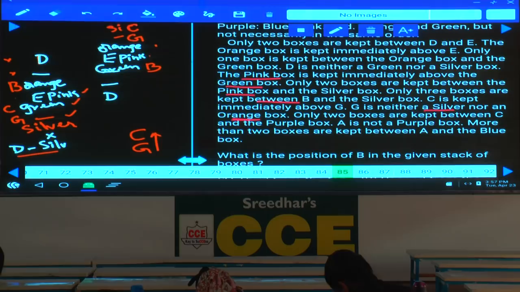Only two boxes are between C and purple. Between C and purple, we must have exactly two. Exactly two between C and purple, 1, 2, hence in the first case. Now this purple box must be in between D and B. This is purple.